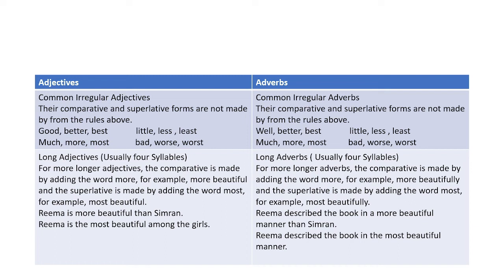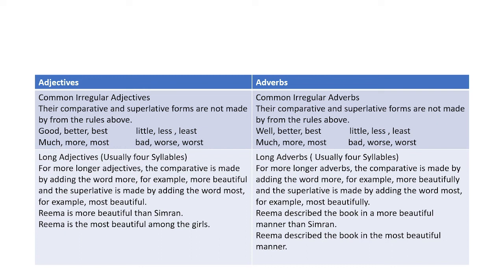Now let's move to the last aspect of today's lecture, that is the long adjective, usually with four syllables, and the long adverb, again with four syllables. For longer adjectives, the comparative is made by adding the word more, for example, more beautiful, and the superlative is made by adding the word most, for example, most beautiful. For example, Rima is more beautiful than Simran. Rima is the most beautiful among the girls.